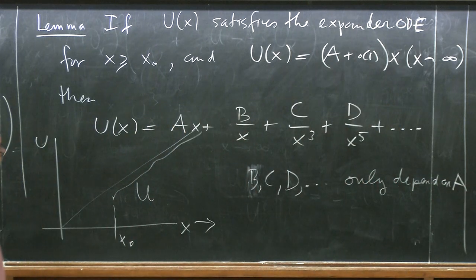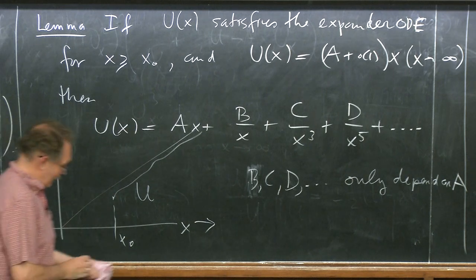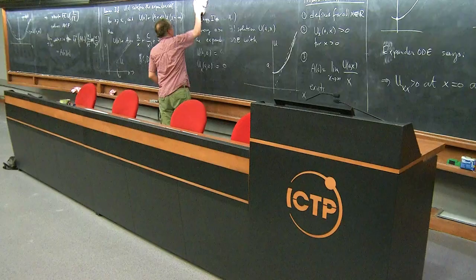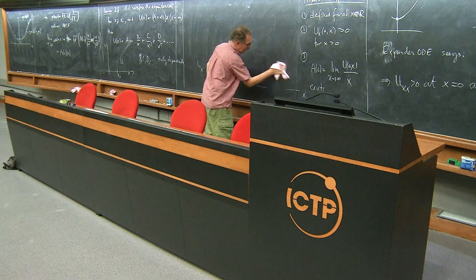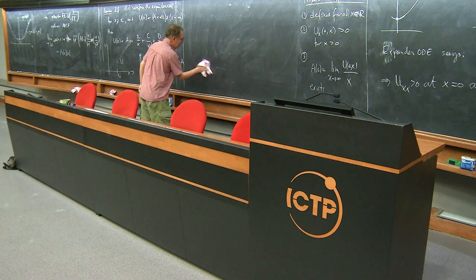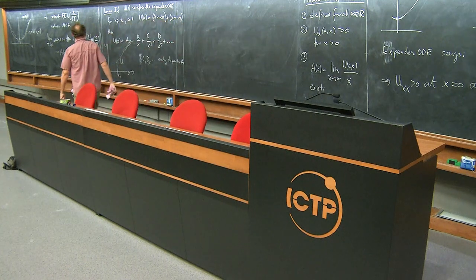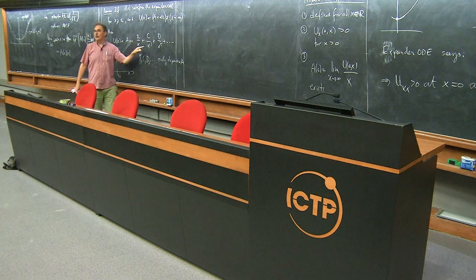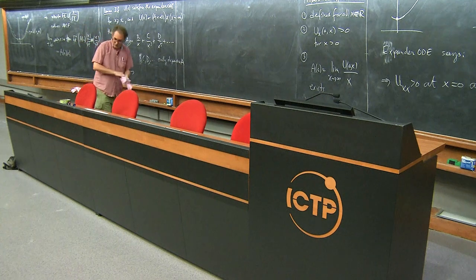The coefficients B, C, D, and so on only depend on the opening aperture, the asymptotic slope of the cone. And so this actually has a PDE proof. So it has an ODE proof. The ODE proof is long and straightforward. You just linearize the equation that you have, and you prove that you get one term, and then you go back, and then you prove that you get another term, and you keep on going. The PDE proof goes like this.